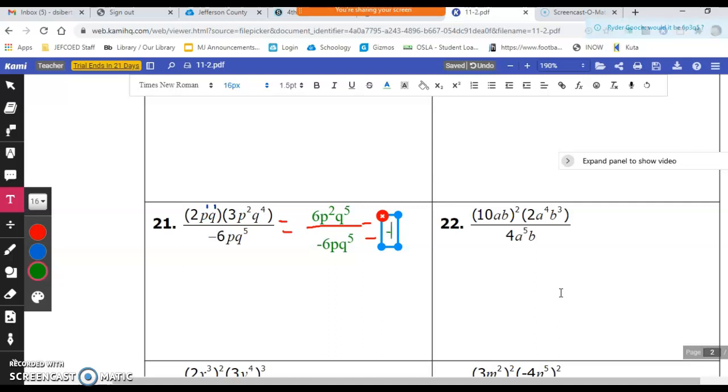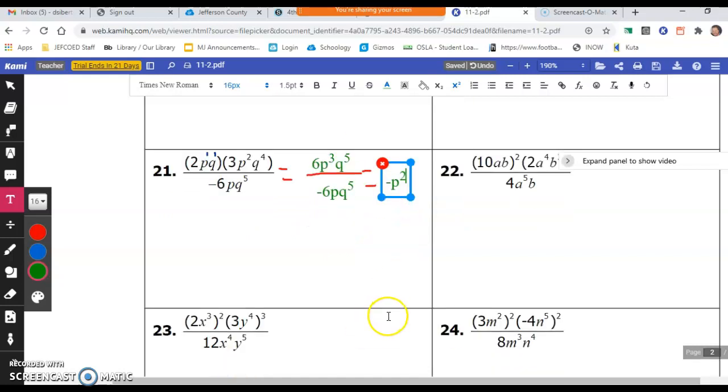Now, P to the third divided by P is going to give us what? That should not be P squared. That should be P to the what? P to the third. Y'all make sure y'all make those corrections. So it should be P what? P squared. And then Q to the fifth divided by Q to the fifth is Q to the 0, which, remember, we talked about it yesterday. Anything to the 0 power is what? 1. Okay? All right, so that was pretty simple too.